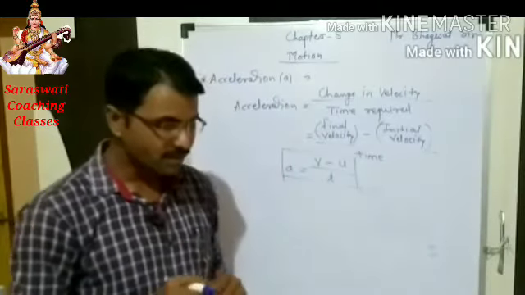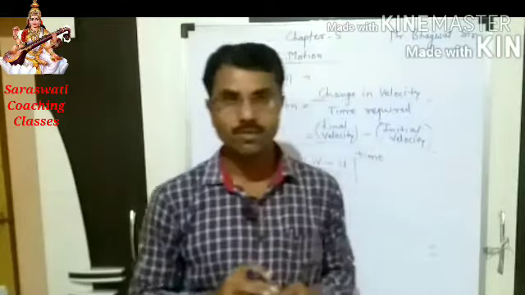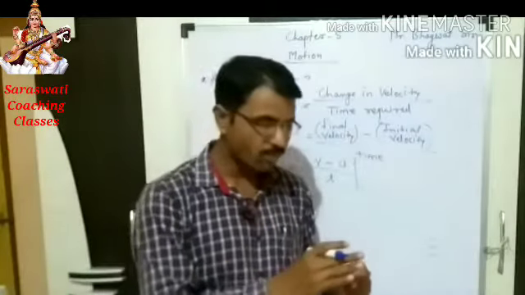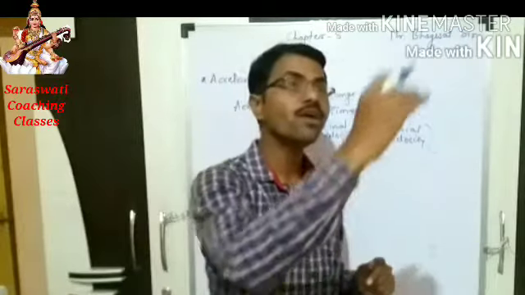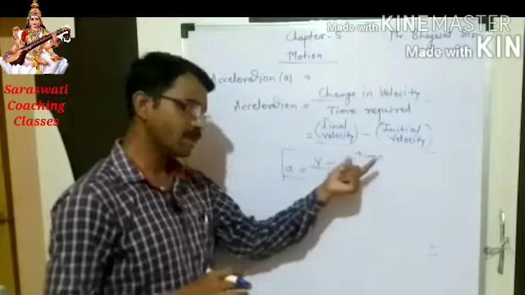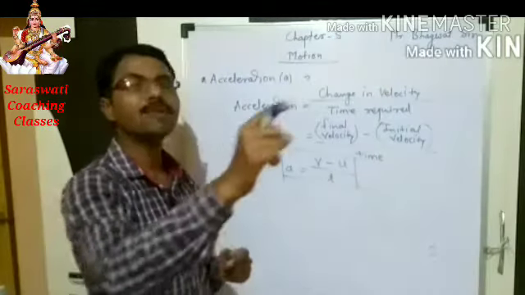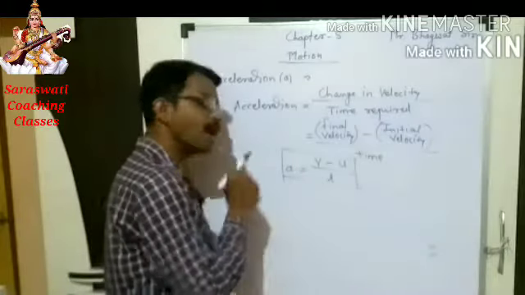For example, when we start the car, then there is an increase in velocity of the car. Initial velocity of that car is 0, but after some time its velocity goes on increasing. In that case, we can calculate the change in velocity, final velocity minus initial velocity, divided by time required to increase that velocity. In that case, we can calculate the acceleration.